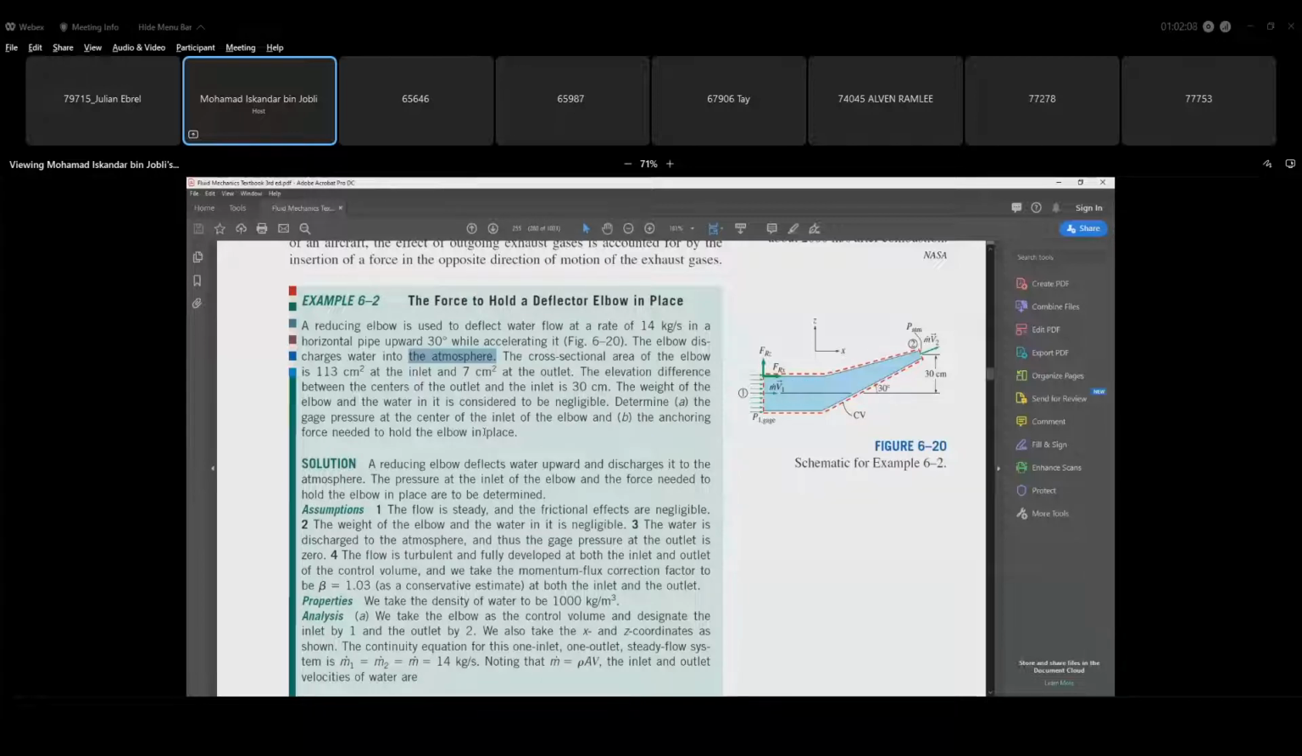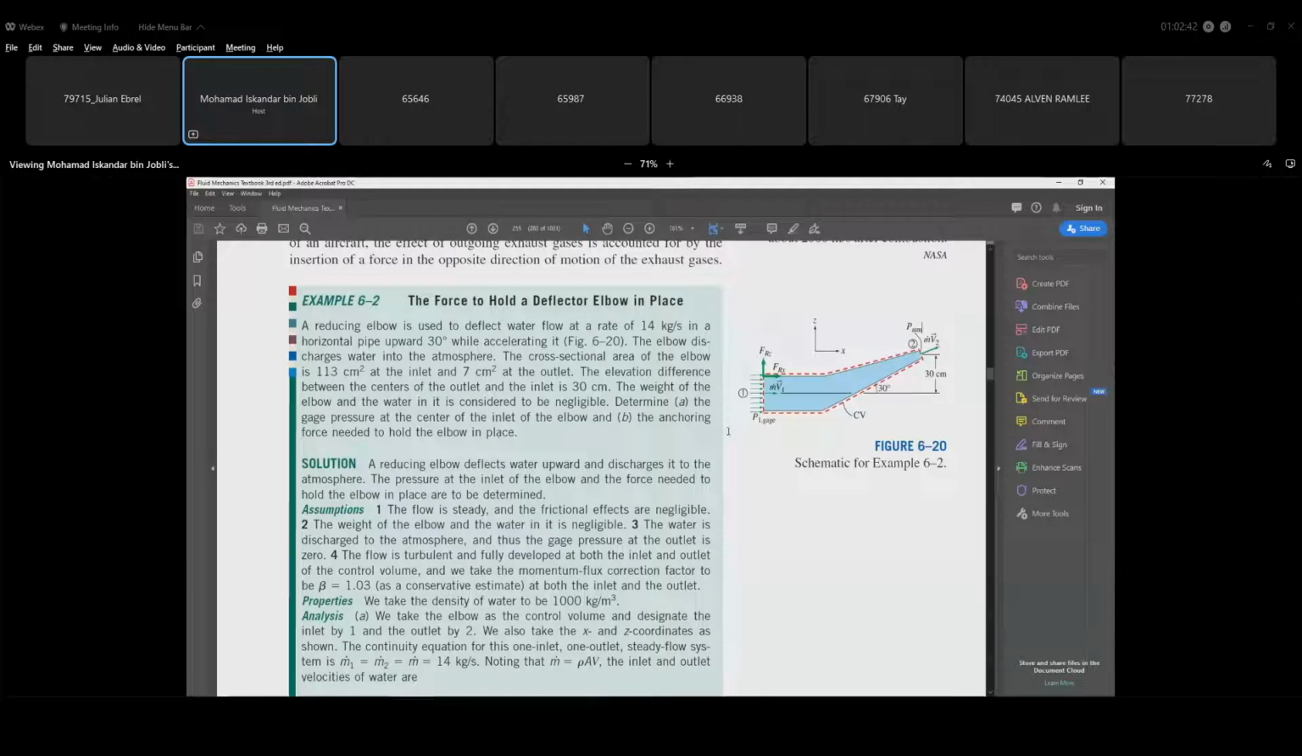Determine the gauge pressure at the center of the inlet of the elbow, at P1, and the anchoring force needed to hold the elbow in place. We need to determine the gauge pressure at point number 1. We know point number 2 equals P atm, no question. We need to know the pressure at point number 1, because it's not given. And then the anchoring force needed to hold the elbow in place.